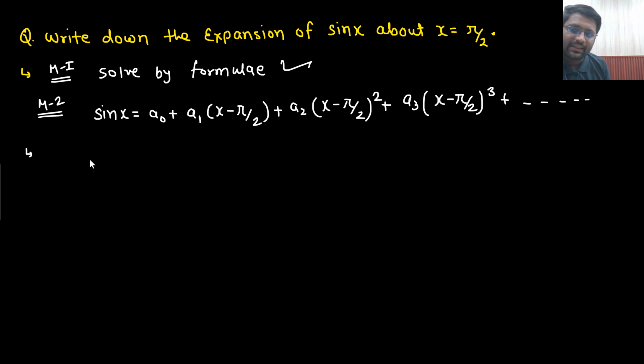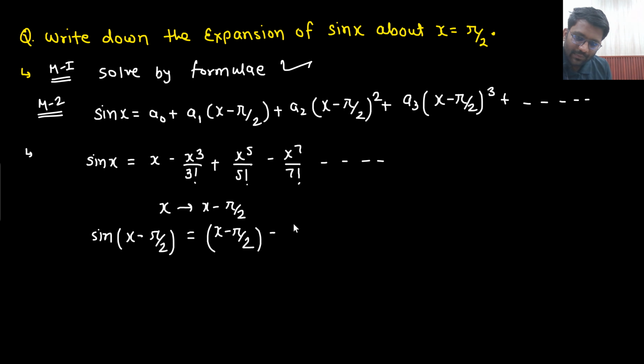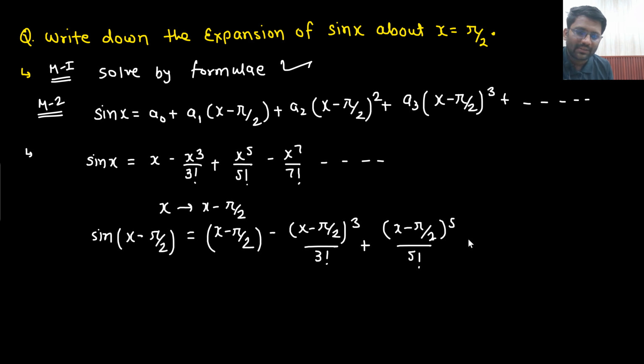Let's just say I say, sir, I know the expansion of sin x. What someone would say? Let's do one thing. What do you need? x minus pi by 2. So replace x with x minus pi by 2. If you replace x with x minus pi by 2, what is the answer you will be getting? (x minus pi by 2) minus (x minus pi by 2) whole cube divided by 3 factorial plus (x minus pi by 2) to the power 5 divided by 5 factorial, plus minus and so on.